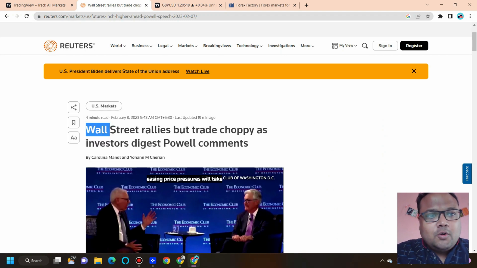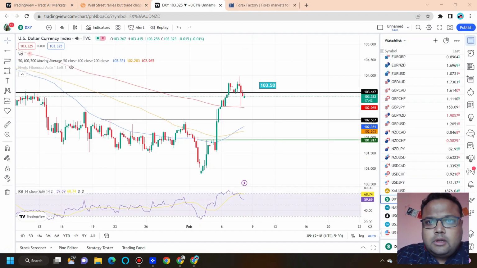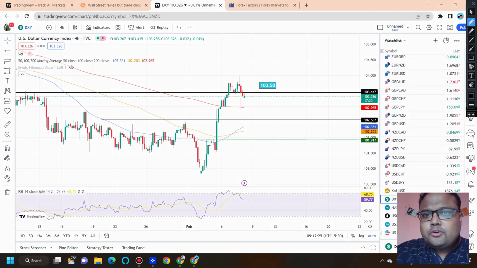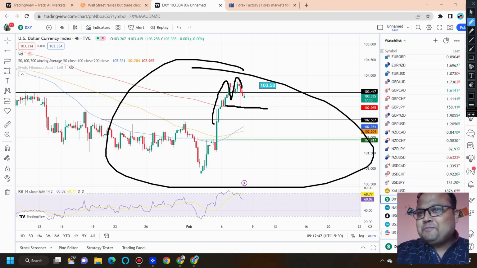As you can see here, Wall Street rallies but trade choppy as investors digest Powell comments. DXY showed a big drop. As expected, DXY just came to the previous resistance of 103, which acted as the new support. Market bounced immediately, and right now DXY, or the US dollar currency index, is standing at 103.33. Though it looks like a double top kind of pattern, to be honest, I am not convinced yet. So overall, the uncertainty on the chart is still going on, sadly.